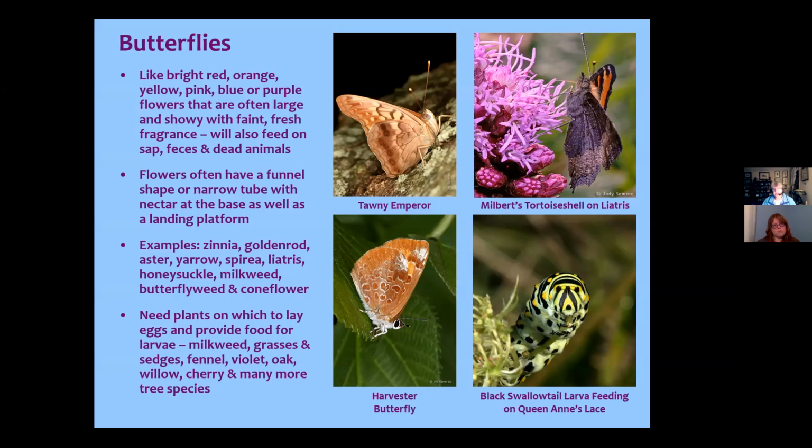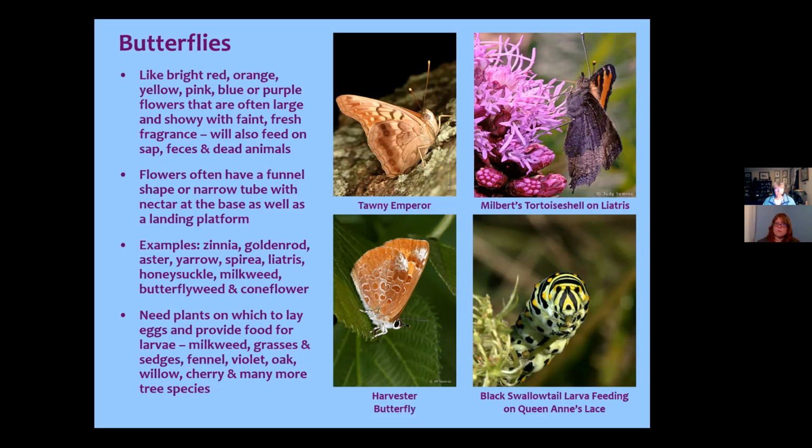They can hang upside down. So any of those plants, flowers that are pointing downward, they're able to get their tongue up in there and get to that nectar. And again, also you want to provide the plants that they will lay their eggs on, which will give you the full life cycle potentially in your yard.